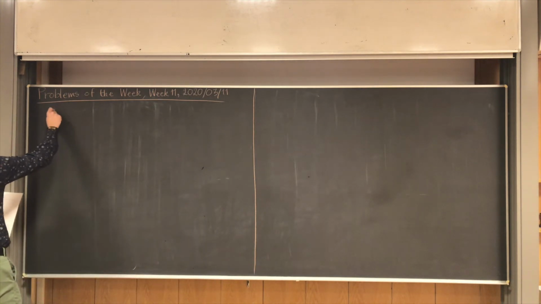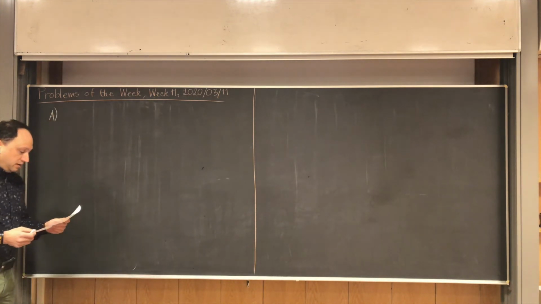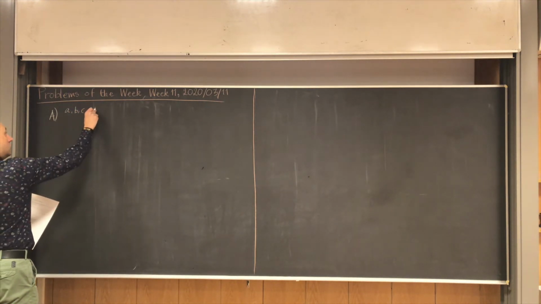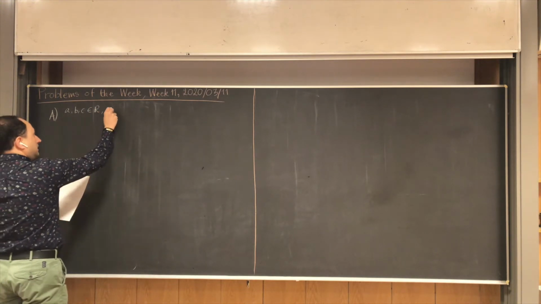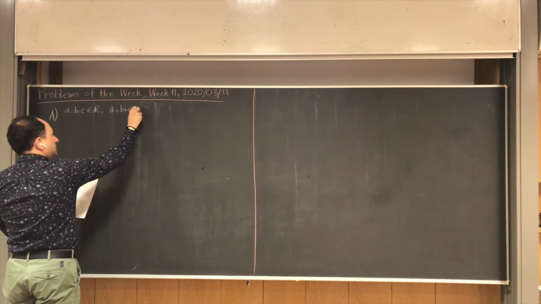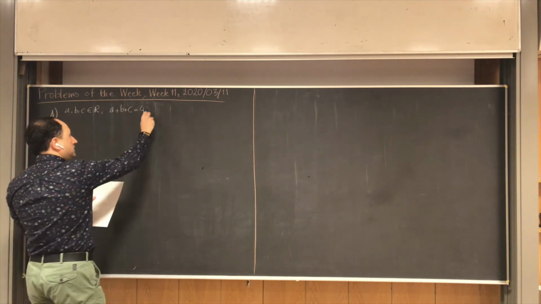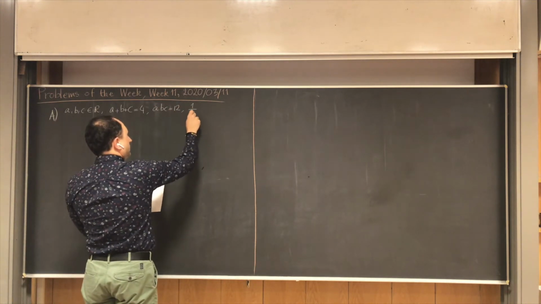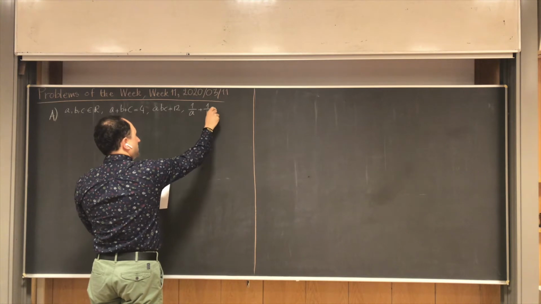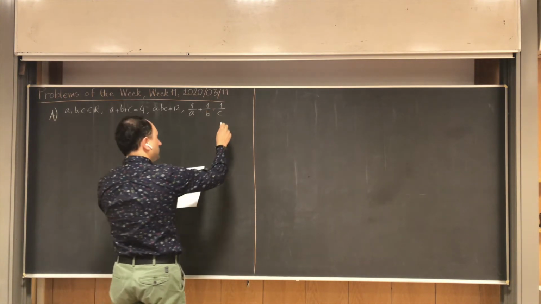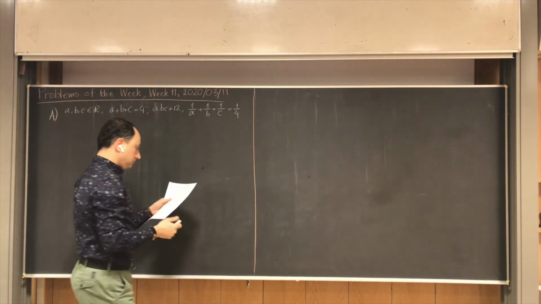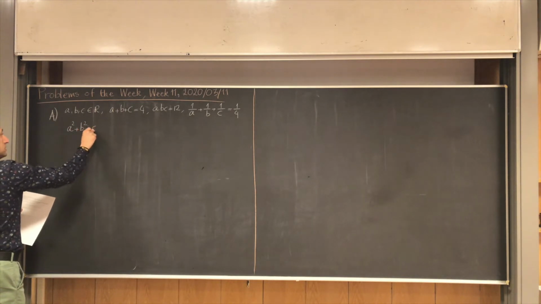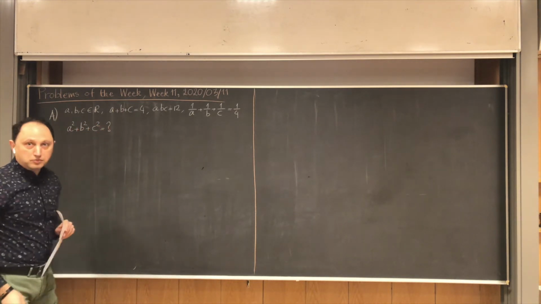Problem A. In problem A, we are given that a, b, and c are real numbers. So we know that a and b and c are real numbers, and that a plus b plus c is 4, abc is 12. And we also know that 1 over a plus 1 over b plus 1 over c is given to be 1 over 4. Our goal is to calculate a squared plus b squared plus c squared. So this is our question mark in this case, yes?